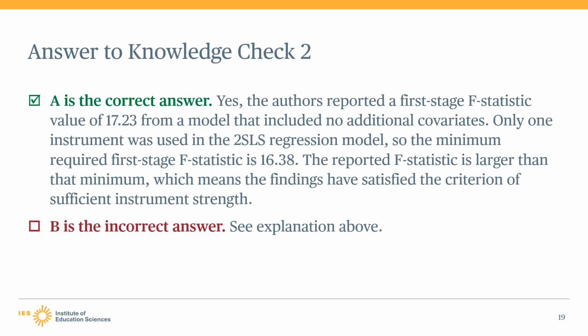The correct answer is A. Yes, the study's instrumental variable does have sufficient instrument strength. In this example, the authors estimated a first stage equation that included exactly one instrument and no additional covariates. The first stage F statistic value from this model was 17.23. The minimum required first stage F statistic from a model with one instrument is 16.38, so the F statistic in this example exceeds that minimum, meaning the findings have indeed satisfied the criterion of sufficient instrument strength.